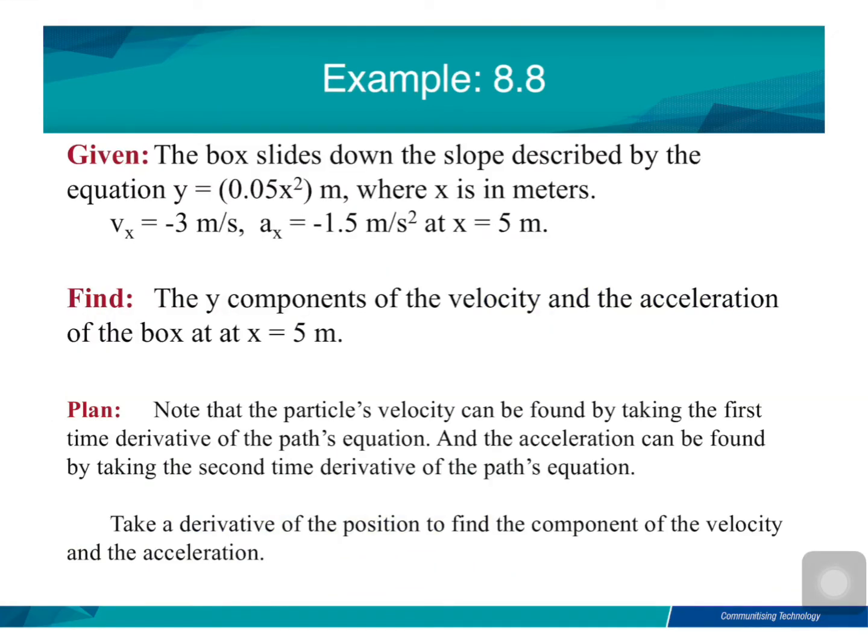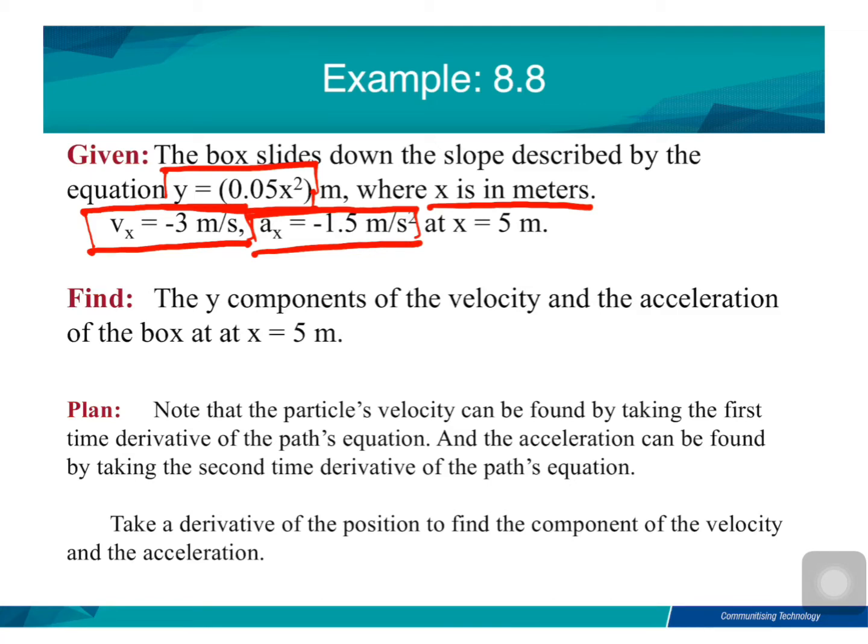Next, let's go through example 8.8. The question given here: the box slides down the slope described by the equation y = 0.05x² meters, where x is in meters. Given Vx = -3 m/s and Ax = -1.5 m/s² at x = 5 m.